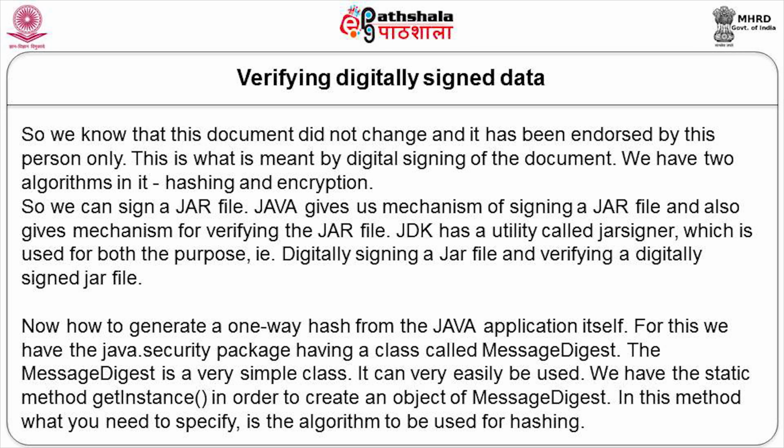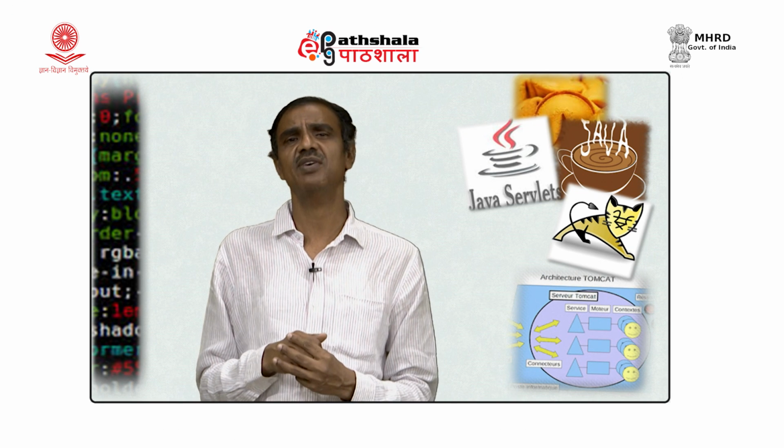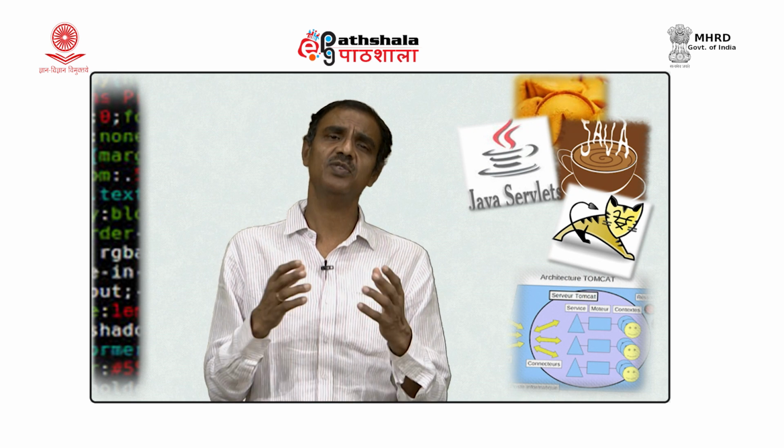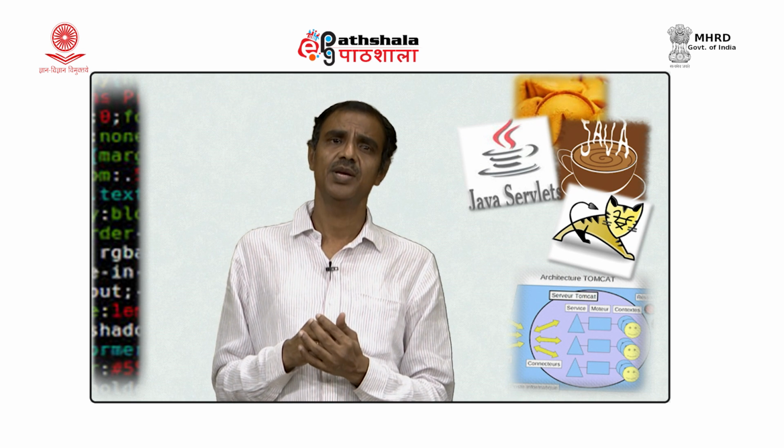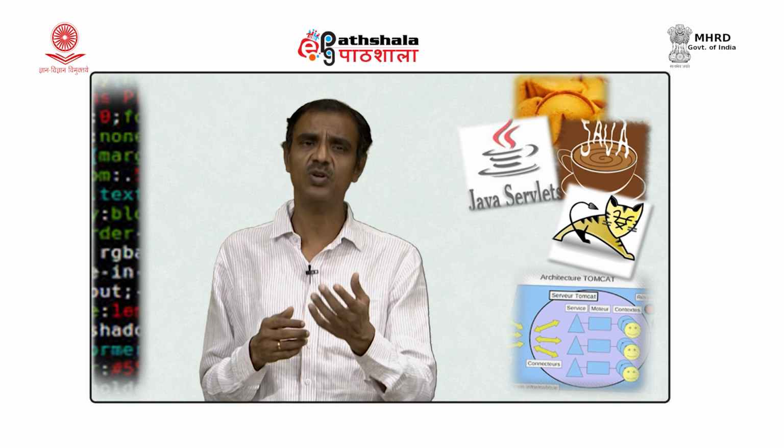So, yes, we have the concept of signing a jar file. Java gives us signing of jar files, and Java also gives us a mechanism for verifying the jar file. Jar files are one thing, but what we have all been talking about is the one-way hash. Suppose from within your Java application you would like to generate a one-way hash. How to have a one-way hash?